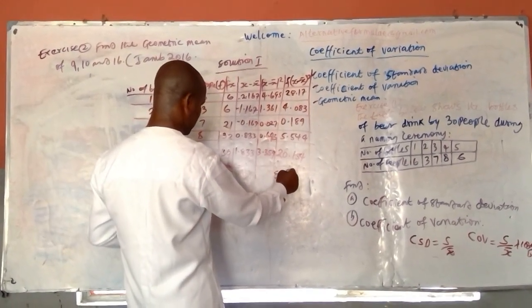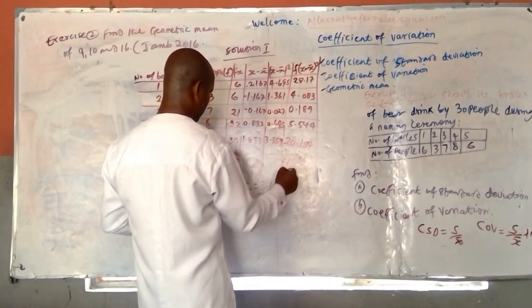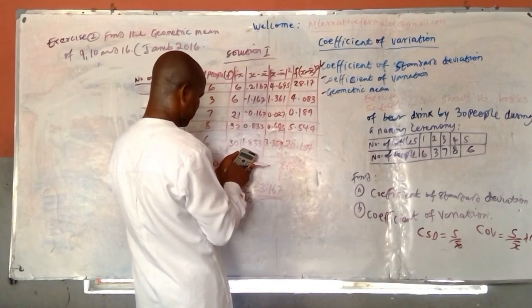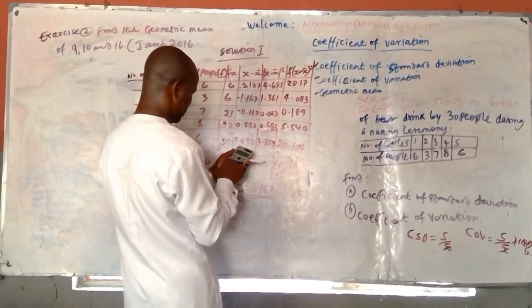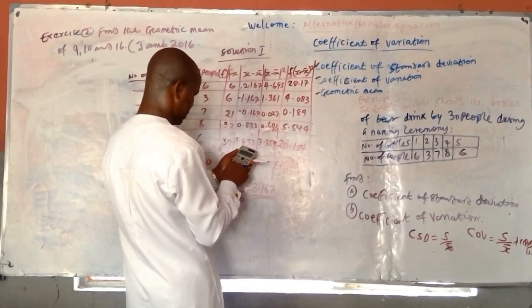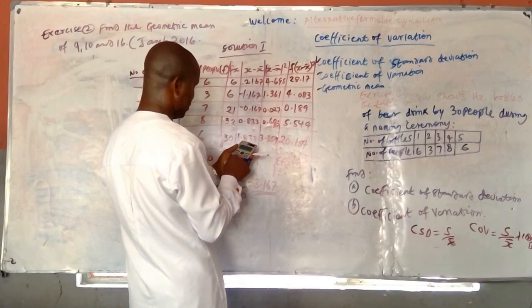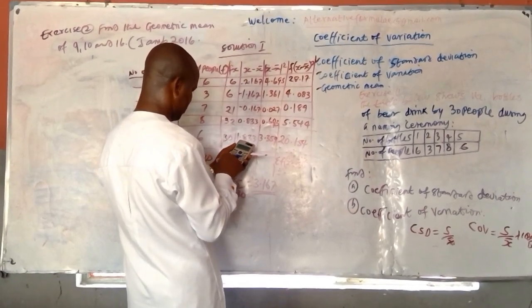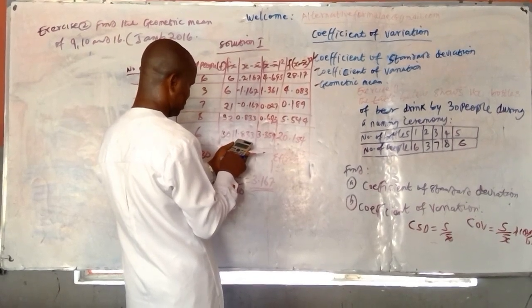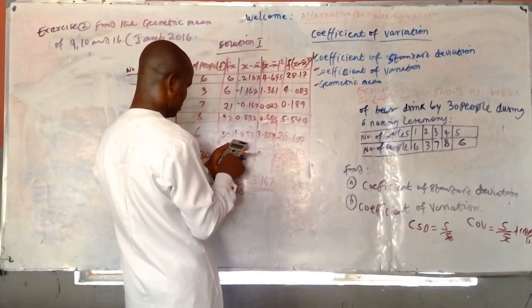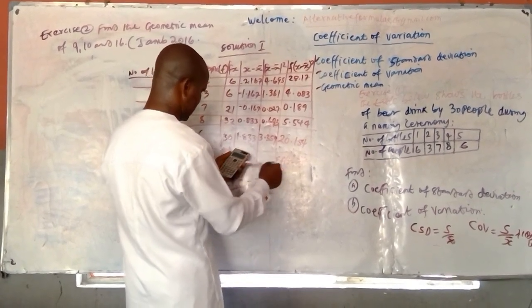So what to do is to add all of these: sigma f times (x minus x bar) squared. You start from 28.17. Please note, after the decimal point, you add the numbers one after the other. Plus 4.083, plus 0.189, plus 5.544, plus 20.154. So your answer is 58.14.